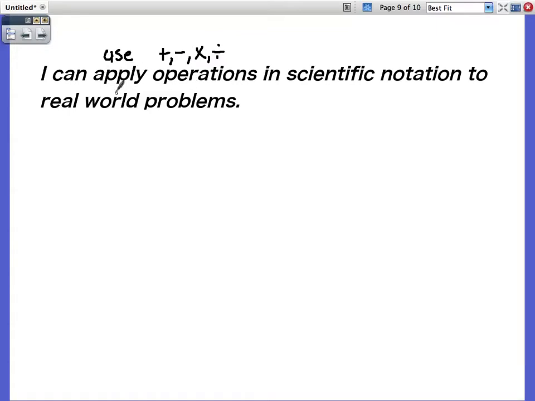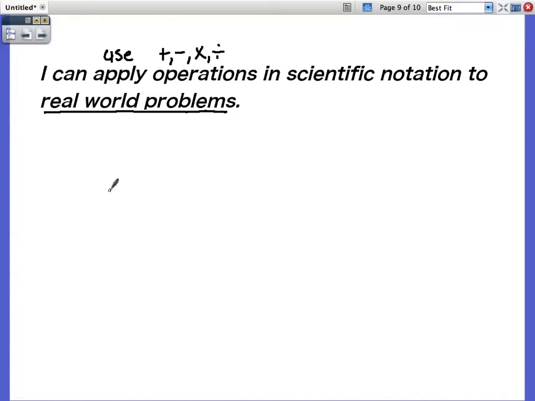So the I can statement is: I can apply operations, or I can use addition, subtraction, multiplication, division in scientific notation to real world problems. In other words, I can use these things for real world problems. There's no point in knowing how to add, subtract, multiply, and divide numbers in scientific notation if you don't know when to add, subtract, multiply, or divide to solve a problem, because that's what math is here for.